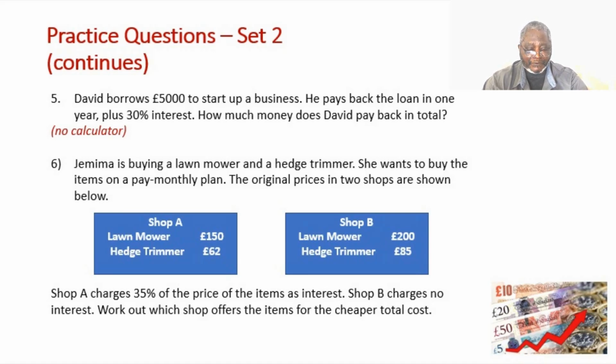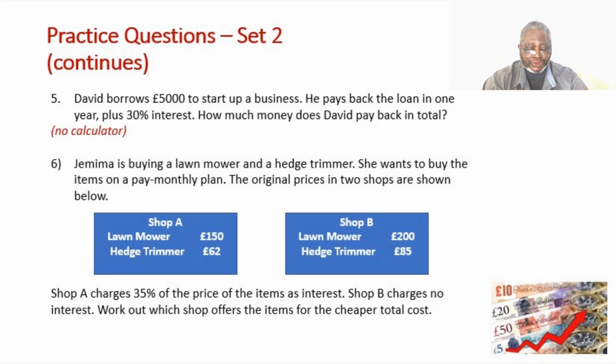We have practice questions 5 and 6, which continues from the previous slide. Practice question 5. David borrows £5,000 to start up a business. He pays back the loan in 1 year plus 30% interest. How much money does David pay back in total?